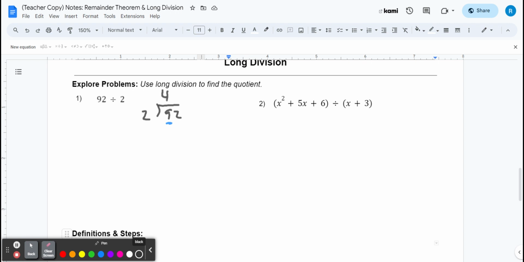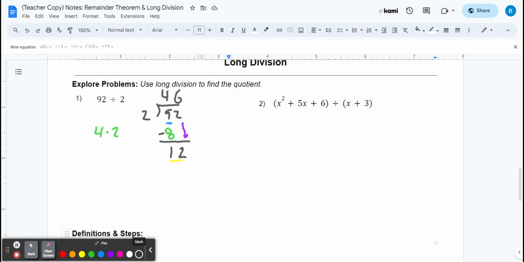Now, if we do 4 times 2 to check and see what's left over, that will give us 8. And we're going to subtract that to see what's left over. So 9 minus 8 gives me 1. I'm going to drag down this 2 here. And now we're looking at 12 to see how many times does 2 go into 12. And in this case, 2 goes into 12 6 times.